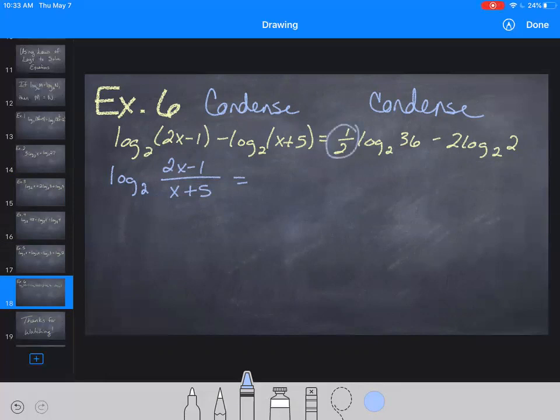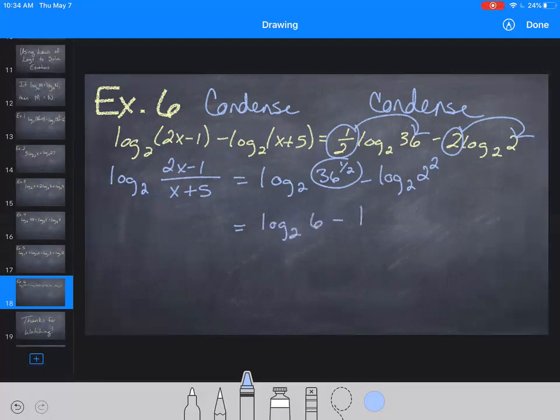So the 1/2 is going to be an exponent on that 36, and that 2 is going to be an exponent on that 2. So when I condense it, I get log base 2 of 36 to the 1/2 minus log base 2 of 2 squared. Well, I can work out 36 to the 1/2 because I remember it's power over root, so it's really the square root of 36. Well, that gives me 6. So I'm going to say that the right side is going to change into the log base 2 of 6 minus log base 2 of 2 squared gives me 4.